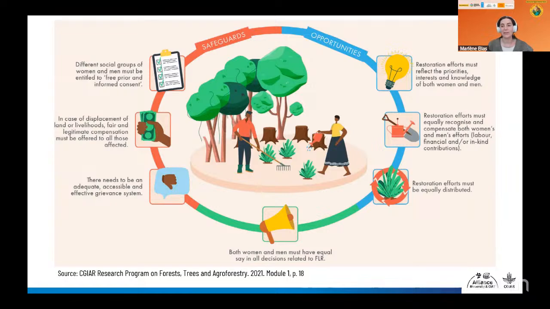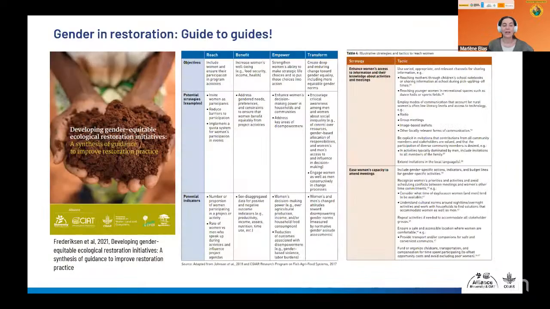But a few years ago, colleagues and I actually did a review of guidance and I put together a kind of guide to guides because there was starting to be more and more guidance on this topic, and we tried to organize it in yet another framework, which you can see here. I point this out because if you do want to have a look at a resource that compiles several others, this is a useful one for, again, gender, seeing what are very practical strategies and tactics for enhancing gender equity in restoration initiatives.